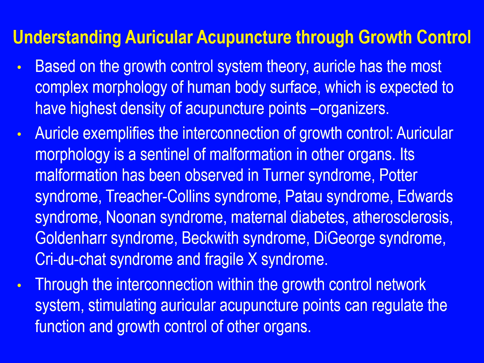So based on the organizer model of acupuncture, it is easy to understand why the external ear has the highest density of acupuncture points. Because it has the most complex morphology, the most convoluted shape of the human body surface, it is expected to have the highest density of organizers, and therefore the highest density of acupuncture points.